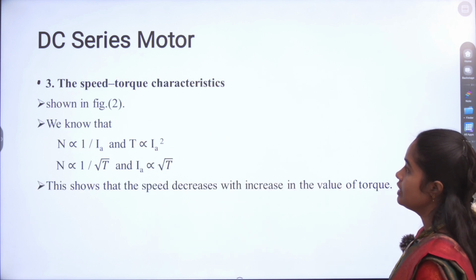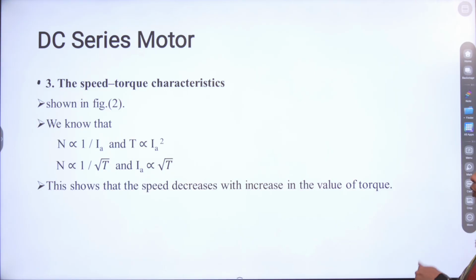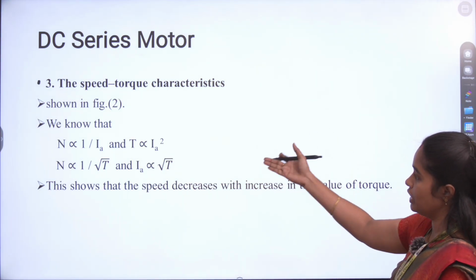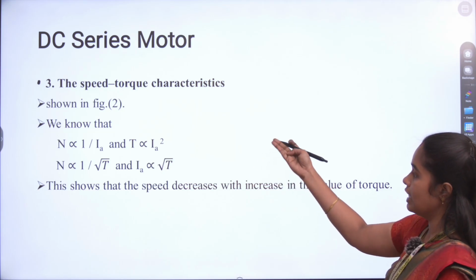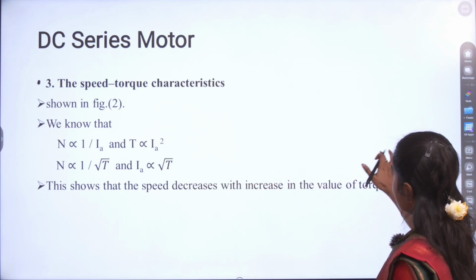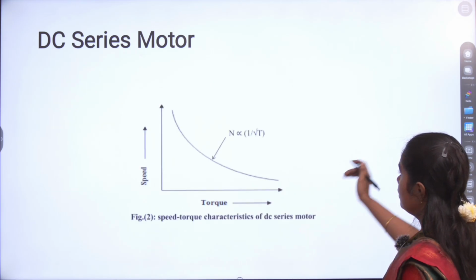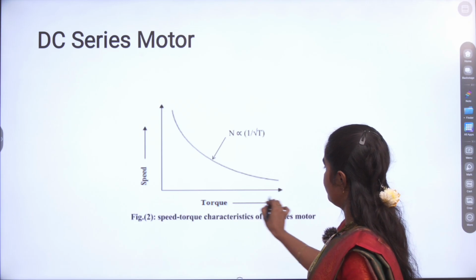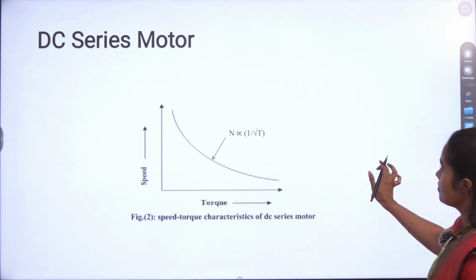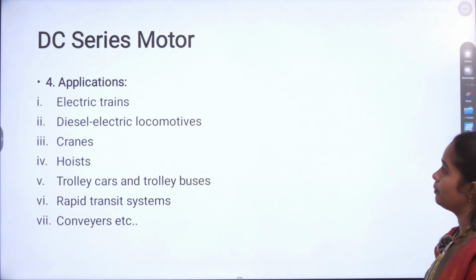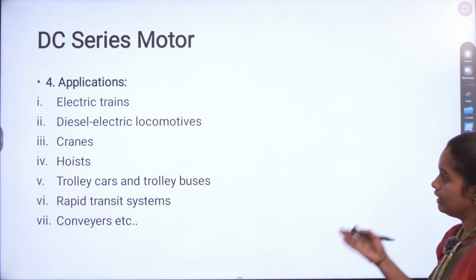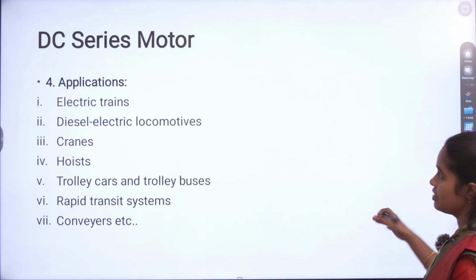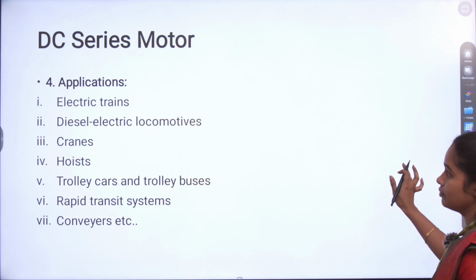And next one is the speed torque characteristic of DC series motor. In this case, it's a combination of the before two, that means torque and armature current, and speed and armature current. That means whenever the speed is decreased, the torque of the motor is increased. And then the applications of DC series motor: electric train, diesel electric locomotives, cranes and conveyors, these are the applications of DC series motor.